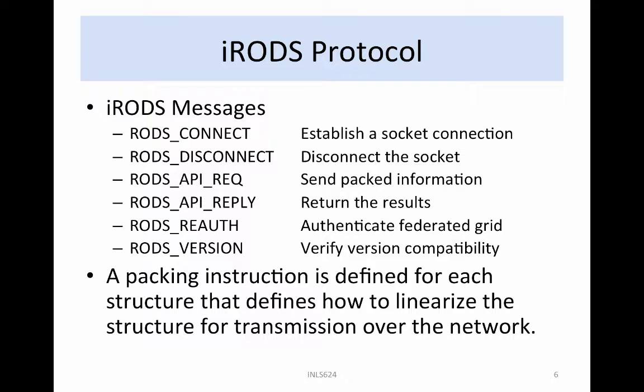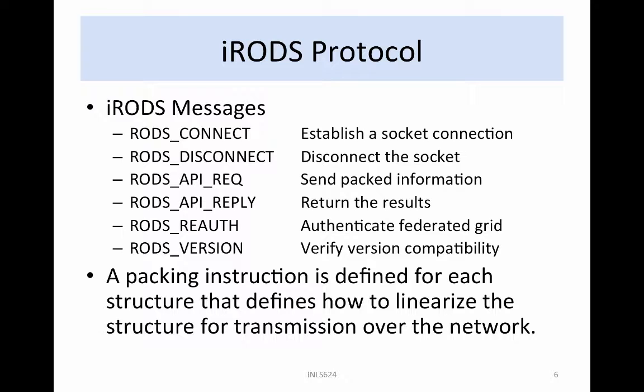The iRODS middleware can send messages between servers to do the following operations. Establish a socket connection, RODS connect. Disconnect the socket, RODS disconnect. Send packed information, RODS API req. Return the results, RODS API reply. Authenticate to a federated data grid, RODS reauth. Verify version compatibility, RODS version.